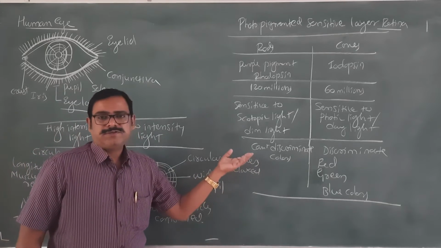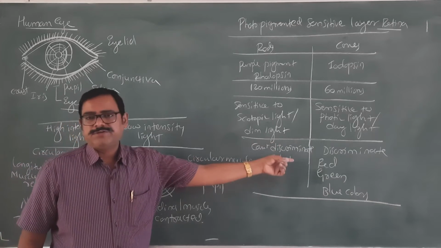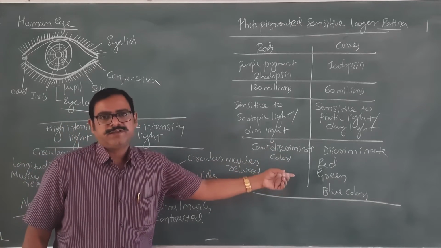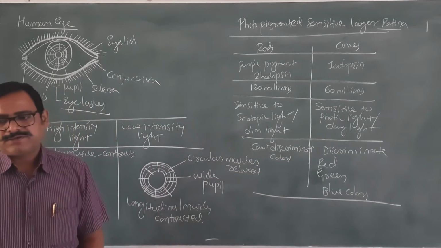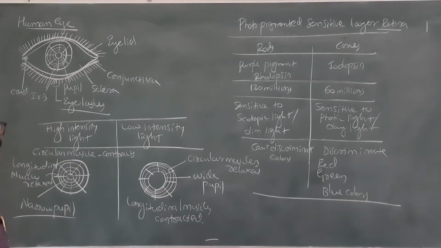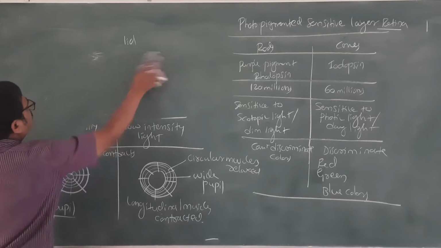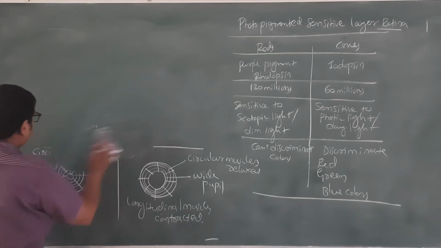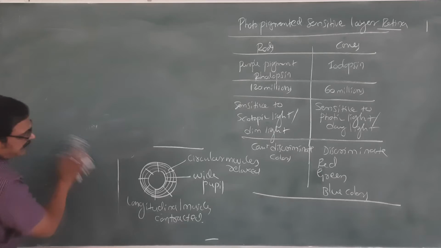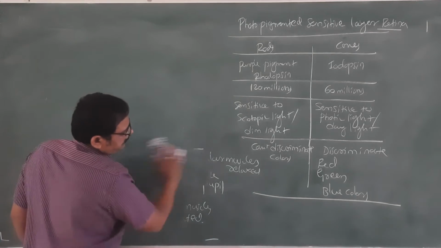Cones cannot distinguish between the colors, whereas rods distinguish between the colors such as red, green as well as the blue. Now let us understand mainly the structure of the retina as such, so it will be very easy for us to discuss the mechanism of how the image is formed.